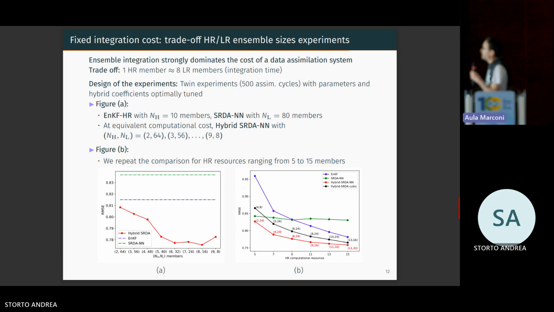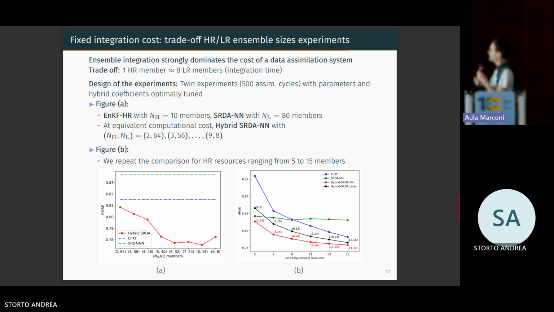What you can see on figure A on the left is that in the case of the hybrid SRDA neural network, we have a mean RMSE as a function of the sharing between high and low resolution that will always be lower than the EnKF in high resolution, which is the blue dashed line, and also lower than the RMSE of the SRDA neural network, which is the green dashed line.